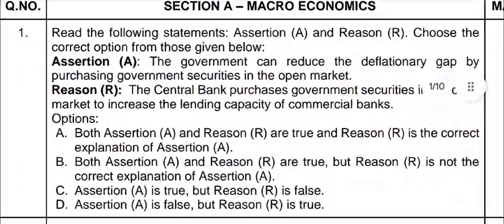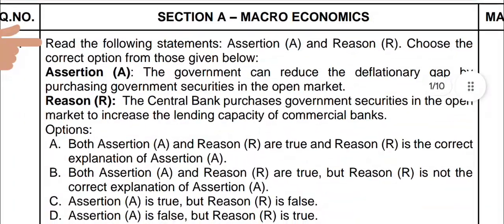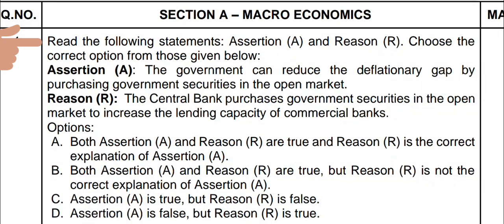Read the following statements, assertion and reason. Choose the correct option from those given below. Assertion: the government can reduce the deflationary gap by purchasing government securities in the open market. Reason: the central bank purchases government securities in the open market to increase the lending capacity of commercial banks.